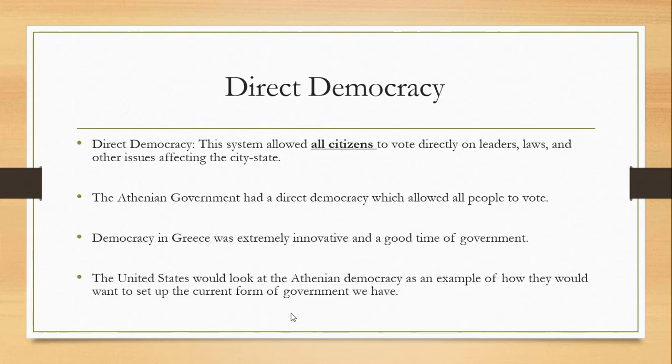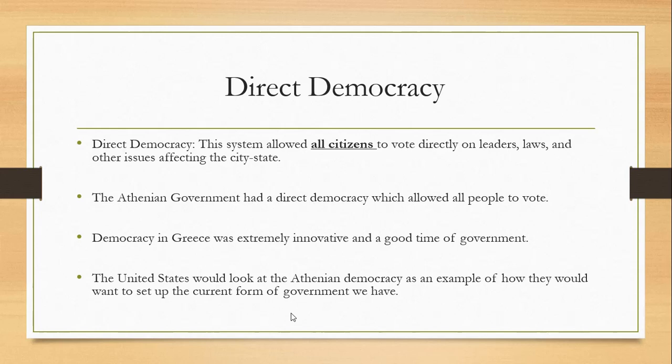Whereas on the other hand, Athens has a direct democracy. All right. What direct democracy means, I'm sure some of you have heard, all right, the United States has a democracy. Well, the United States gets this from Athens. A direct democracy is a system which allows all citizens to vote directly.